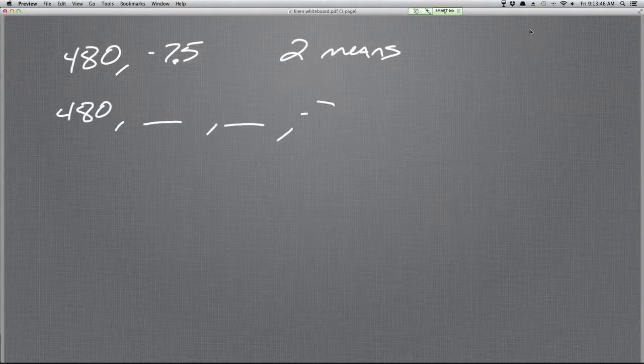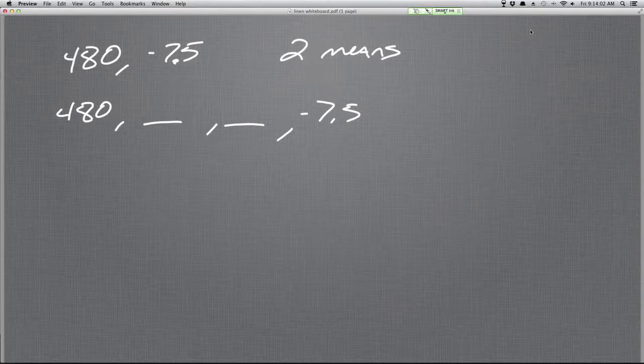480 and -7.5. And I want to find two means. So what does that mean if I want to find two means between them? There's going to be 2 spaces in between them. Alright, so I've got 480, I've got a space, and then I've got -7.5. So what am I going to do to find these means? Find D. We don't have D in this one. What do we have in this one? We need to find r.